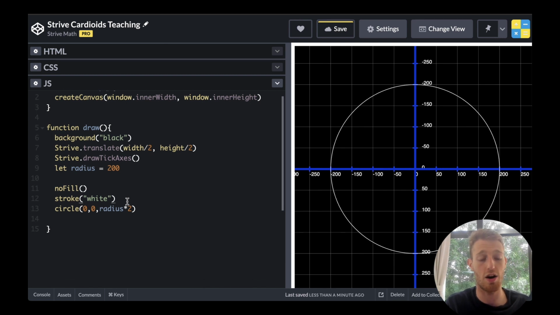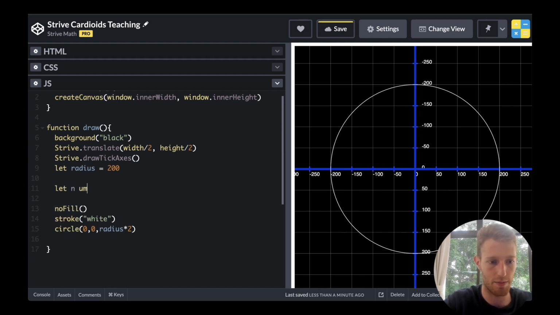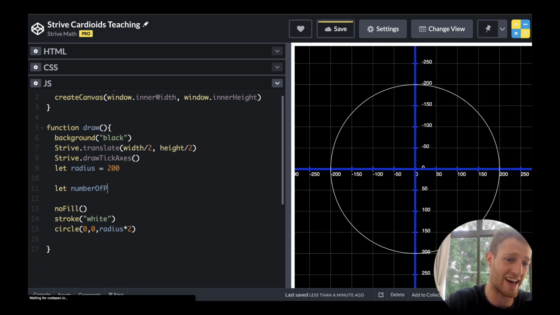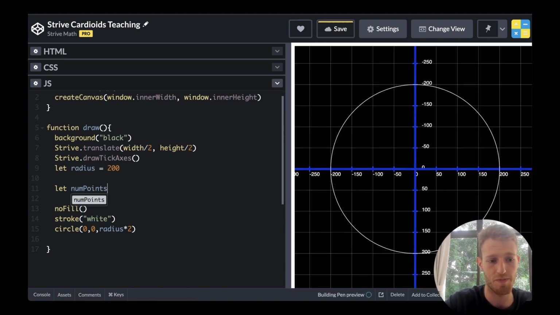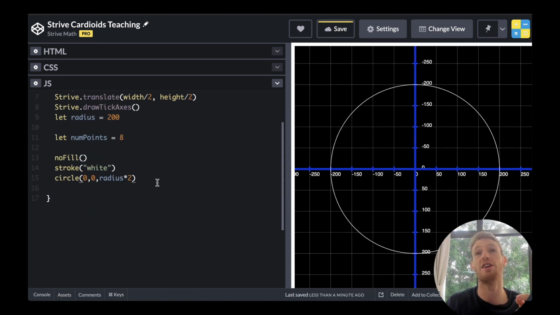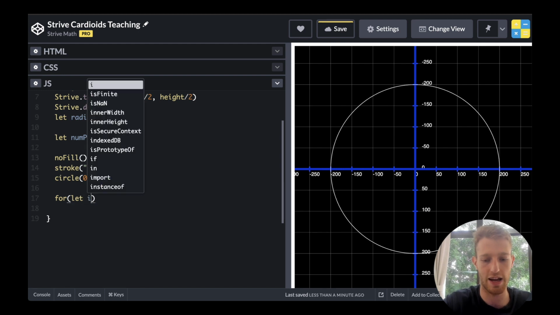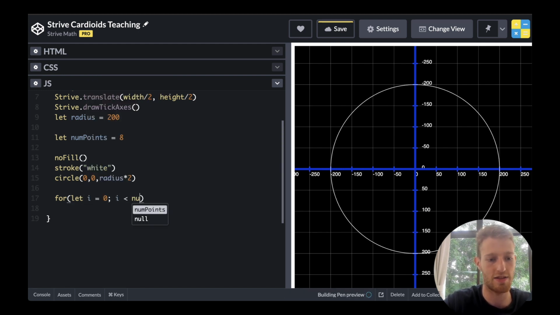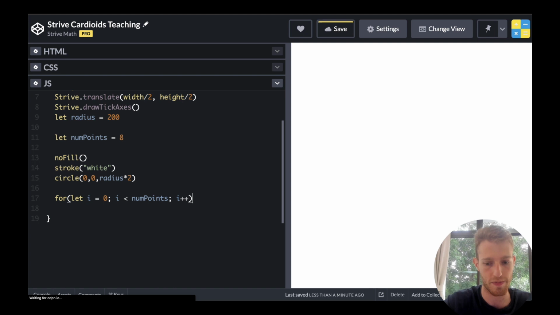For whatever our number of points is, we're going to make a variable called let number of points. We can do shorter, we can just say num points. And let's say we're going for 8. Now, we want to loop through each one of these points. We want to find the angle at which that point is, and then translate it to an xy coordinate. So we're going to say for let i is equal to 0, i less than num points, i plus plus.